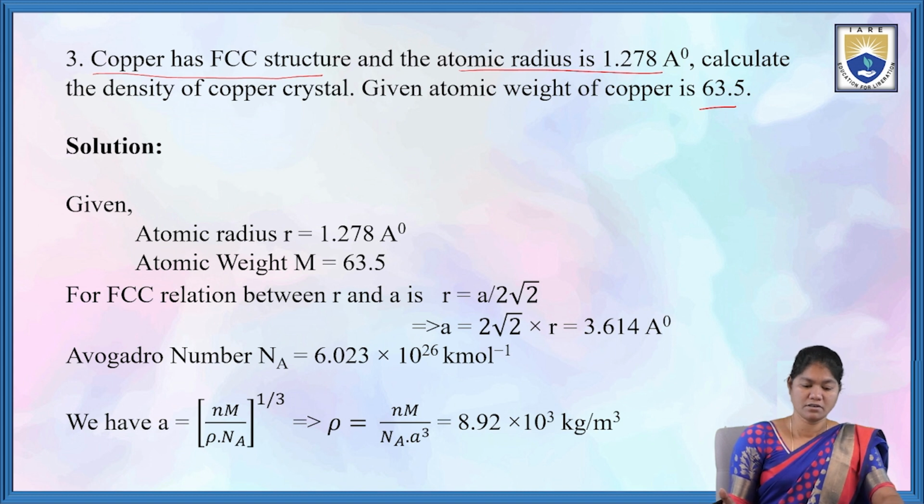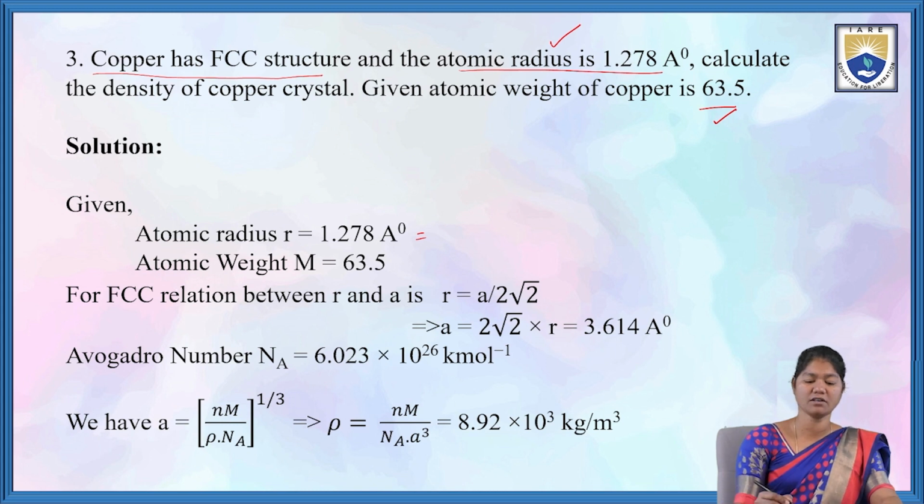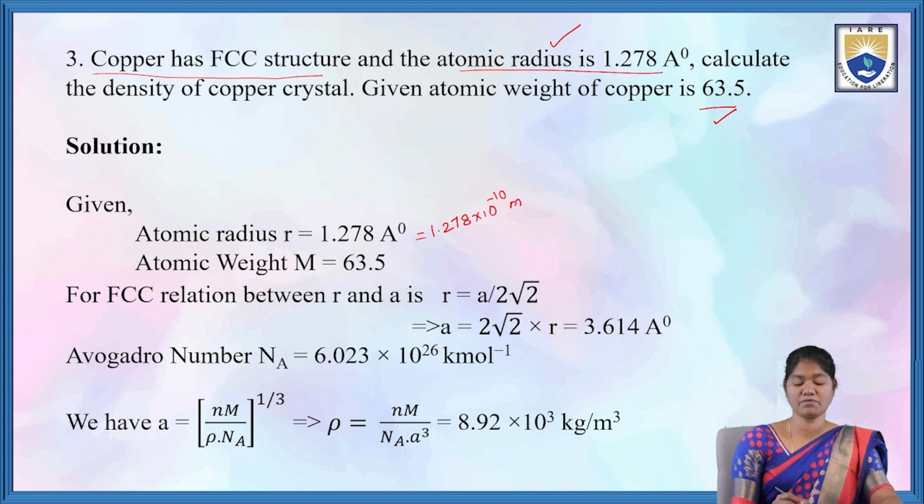To get the solution, first write the given data. The atomic radius is given, and then the atomic weight M. Atomic radius is 1.278 angstroms, which is converted into meters: 1.278 into 10 power minus 10 meters, and atomic weight M is equal to 63.5.